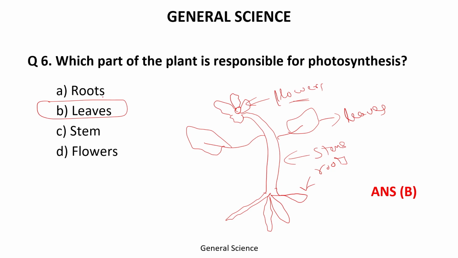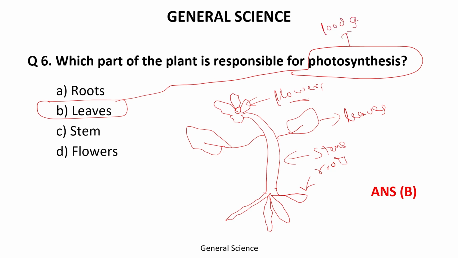So the leaf is basically responsible for the photosynthesis, or you can say for the food generation. Because the leaves contain chlorophyll, which is the green pigment, due to which the leaves appear green. So this chlorophyll is basically responsible for photosynthesis.